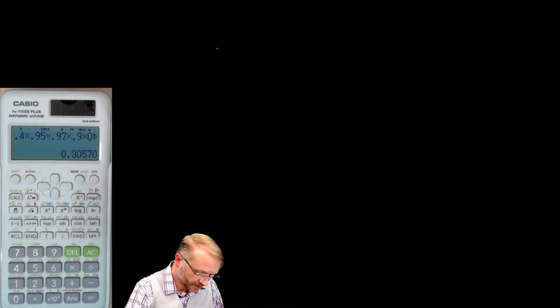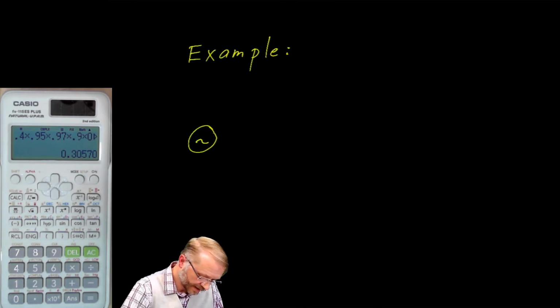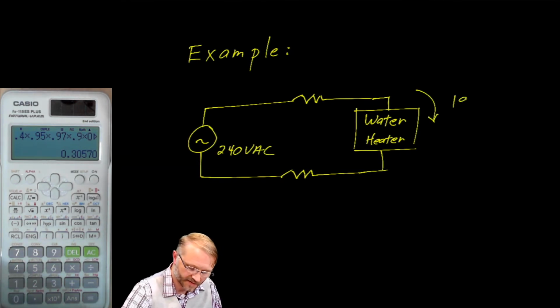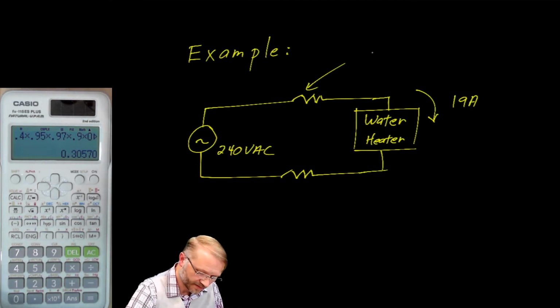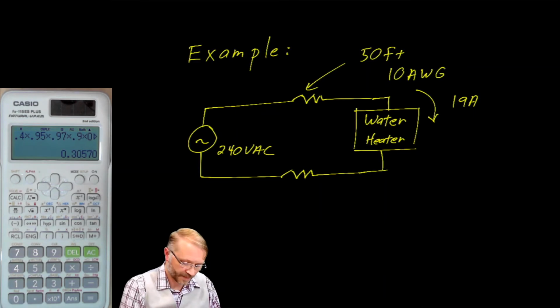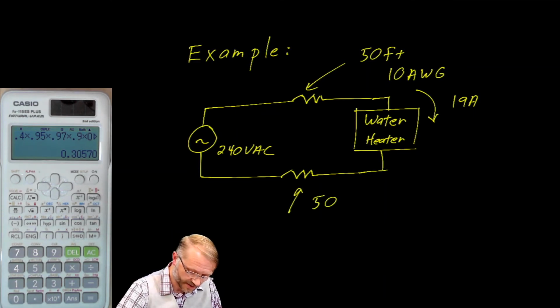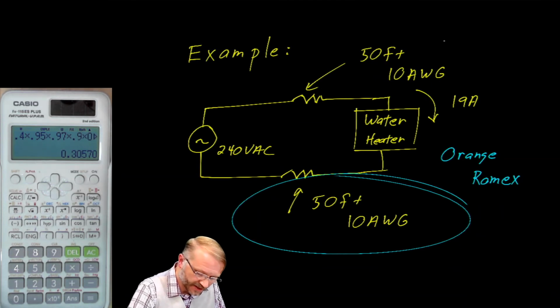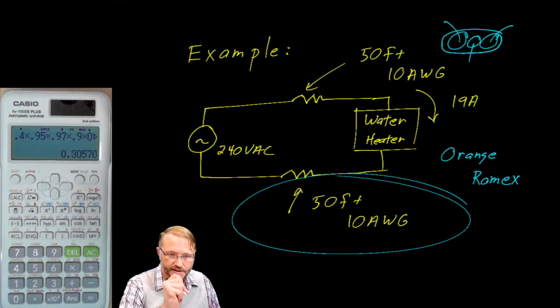Let's take a look at something a little closer to home. Suppose you had a hot water heater in your basement. The heater would be fed by a 240 AC source. The current would be in the neighborhood of 19 amps, and you have approximately 50 feet of 10 American wire gauge. So it's 50 feet there, and there's about 50 feet return, again, of that 10 AWG wire. If you take a look, this is probably orange Romex. This wire is relatively easy to identify because it is flat, and all of that is enclosed in an orange insulating jacket and then stapled into the wall.